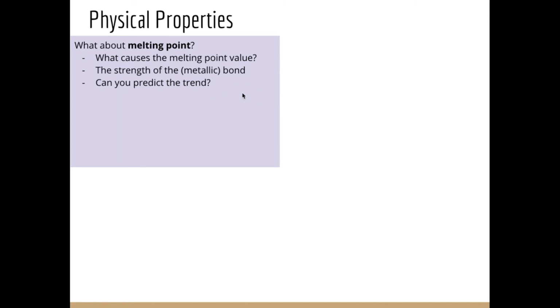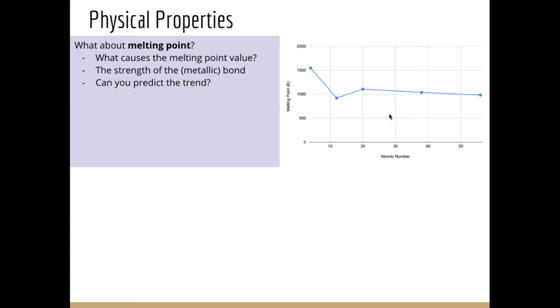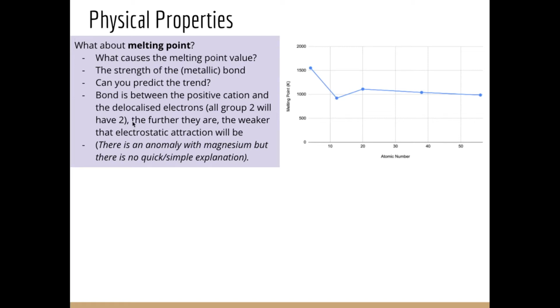So thinking about that, and thinking about what we just saw about atomic radius, what do you think the trend is going to be? I'm going to put a graph up here, see if it's what you thought. Generally, we see a decrease in the melting point as we go down group 2. Again, we've got our group 2 elements there. Now, the bond is between a positive cation and the delocalized electrons. So the more delocalized electrons, the stronger the bond is going to be, because the cation will be more charged positively and there'll be more delocalized electrons.